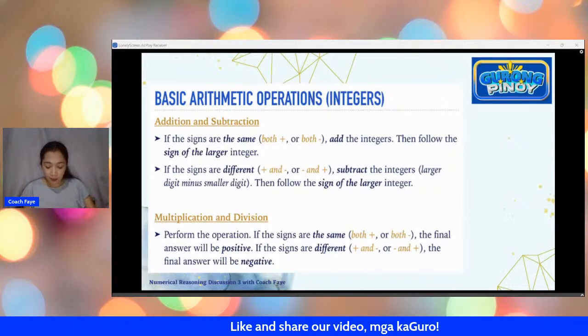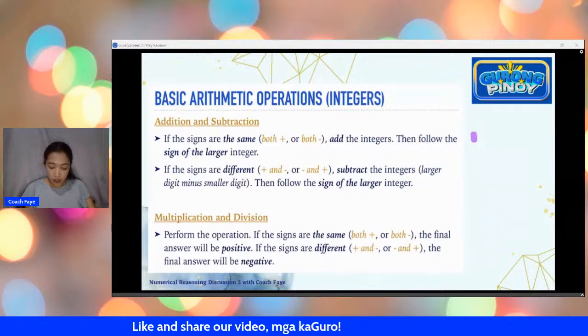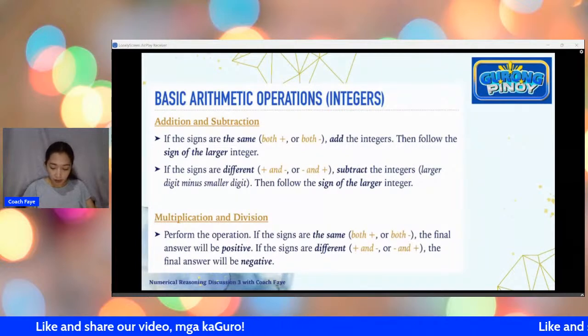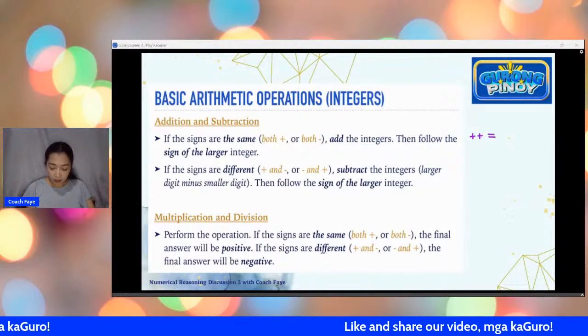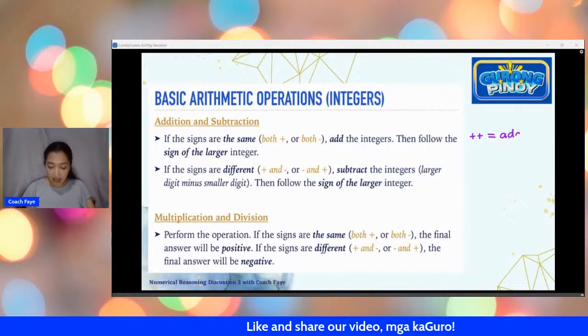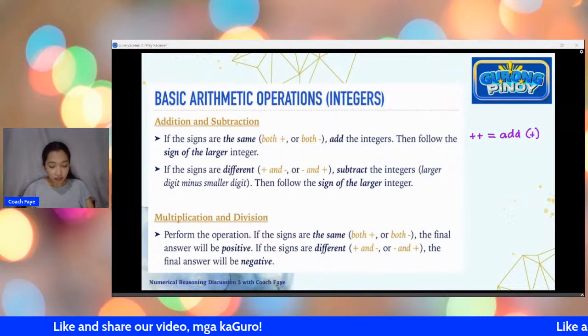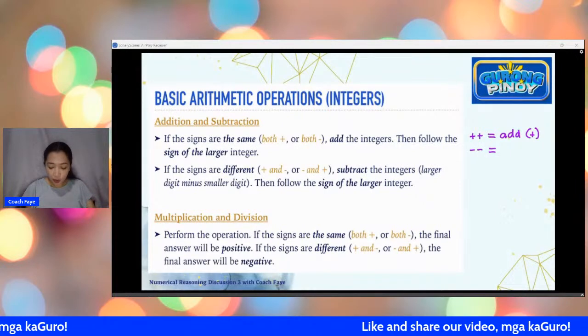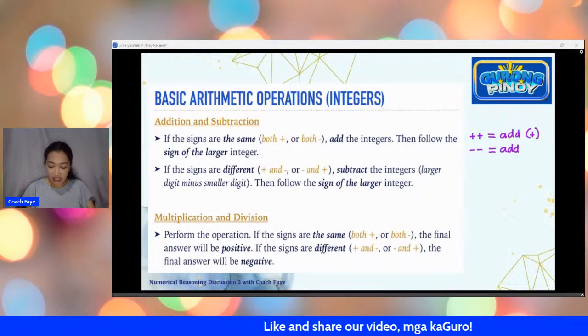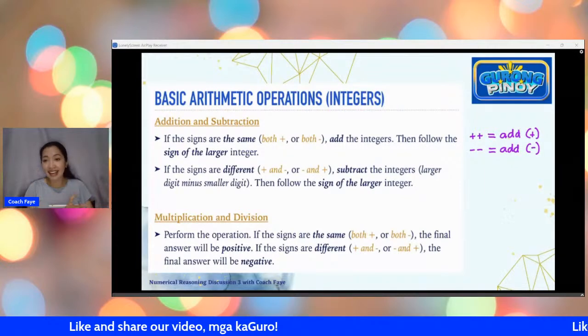So if you have positive, positive, add. And expect your answer to be positive. If you have negative, negative, you still have to add. And then expect your sign to be negative for your answer. Ano po? Pag pareho yung sign, add.